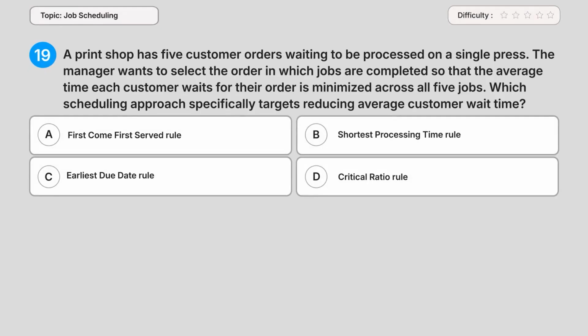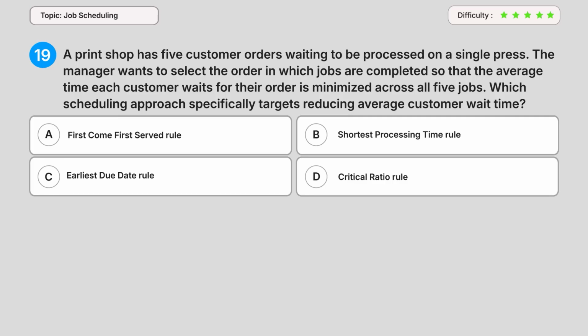19. A print shop has 5 customer orders waiting to be processed on a single press. The manager wants to select the order in which jobs are completed so that the average time each customer waits for their order is minimized across all 5 jobs. Which scheduling approach specifically targets reducing average customer wait time?